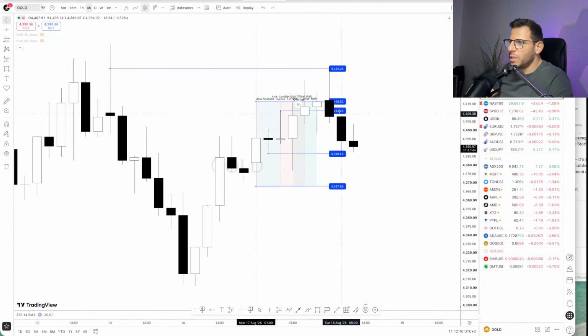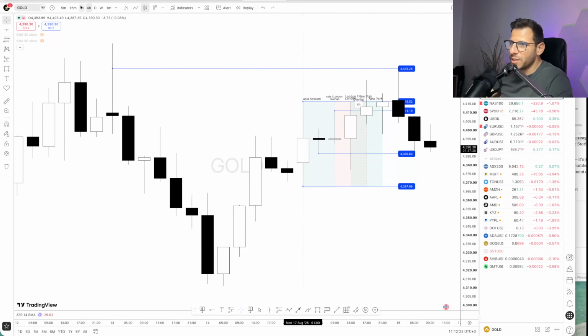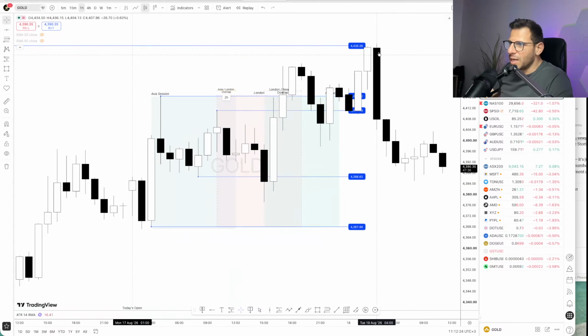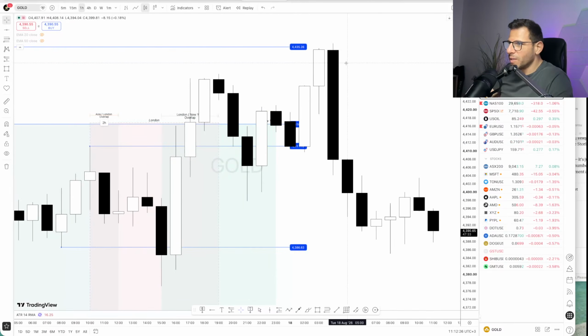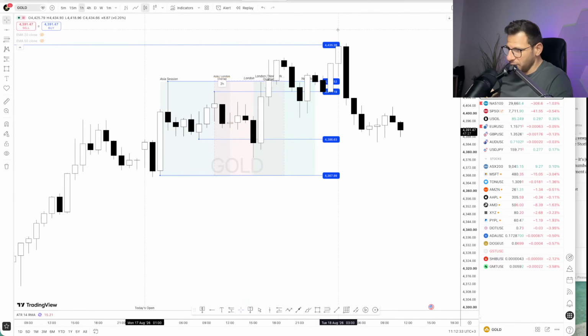Gold. Price tried to come up. See where we had this nice level, 4,435, and then a bearish engulfing during the Asian session. So the market sold off. Try to pull back if you want.